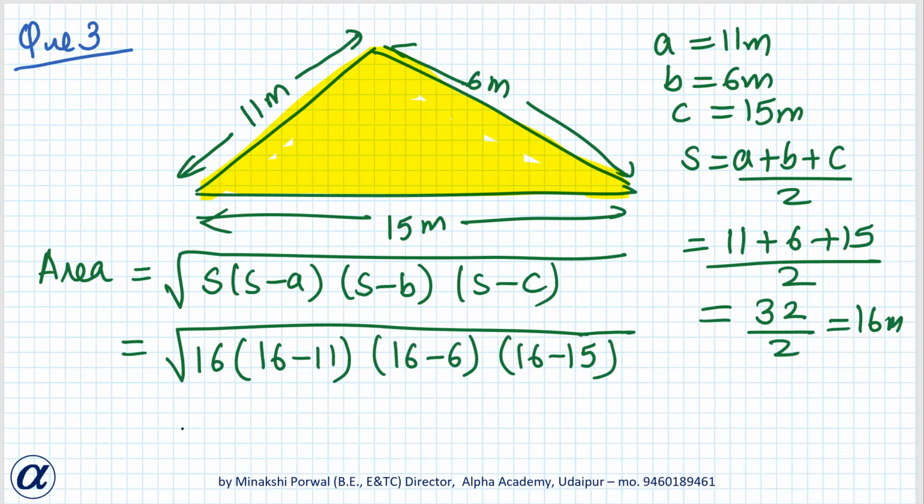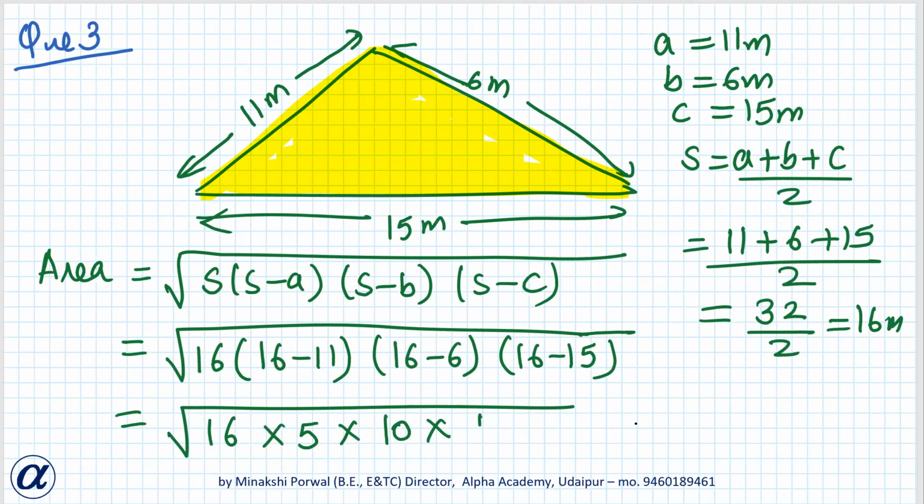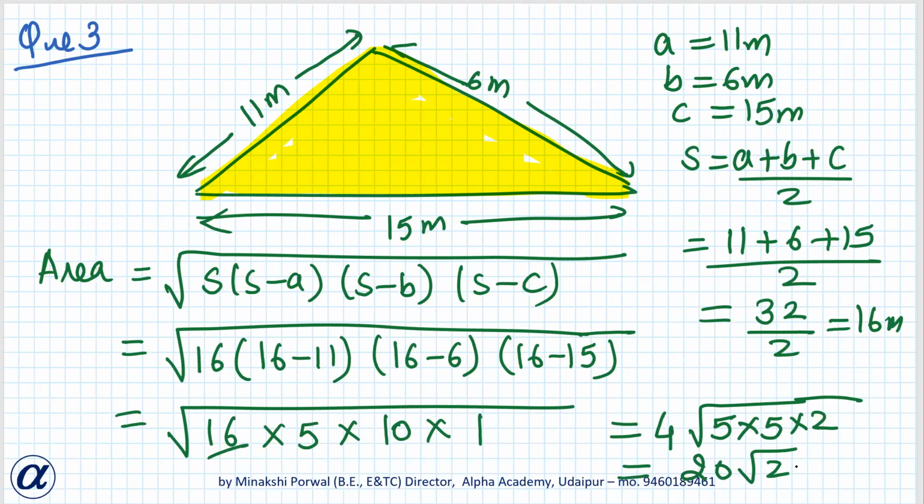So it is under root of 16. 16 minus 11 is 5, so 16 into 5. Okay. So it is basically under root of 16, the square root of 16 is 4. And the square root of 5, and the prime factorization of 10 is 5 into 2. So this will be 20 root 2 meters square. This is the answer.